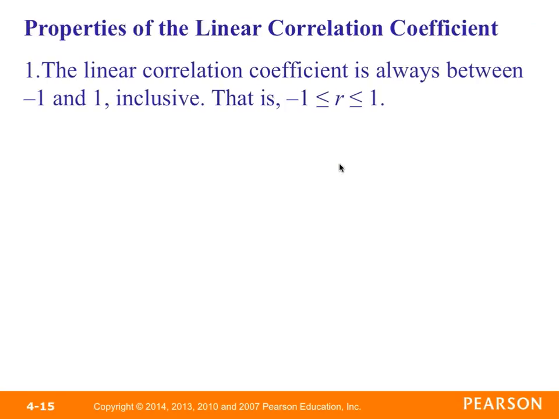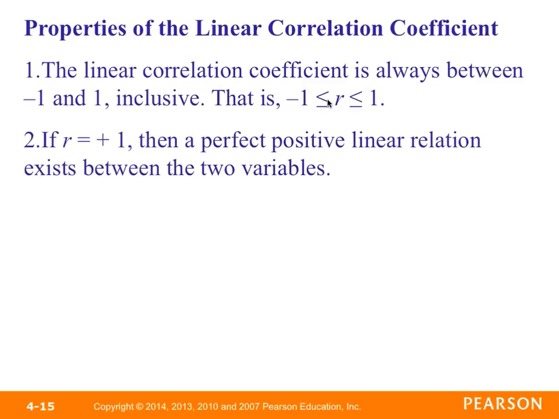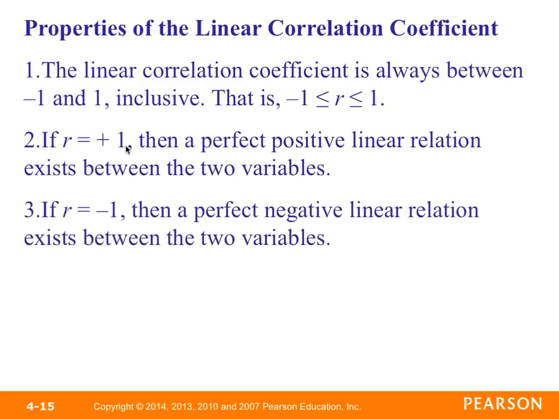So there are several properties of the linear correlation coefficient. The first property is that it always has to be between -1 and 1, inclusive. So -1 is less than or equal to r, which is less than or equal to 1. Now, if r is equal to +1, then that means that you have a perfect positive linear relation, okay? This is very, very rare to actually see with real data. If r is -1, then a perfect negative linear relation exists.